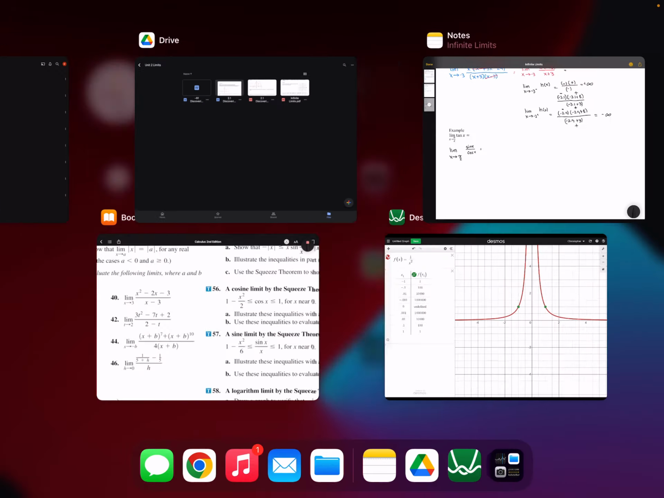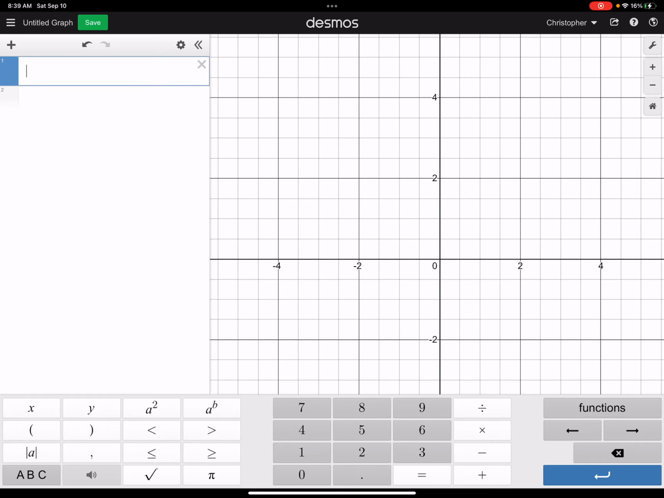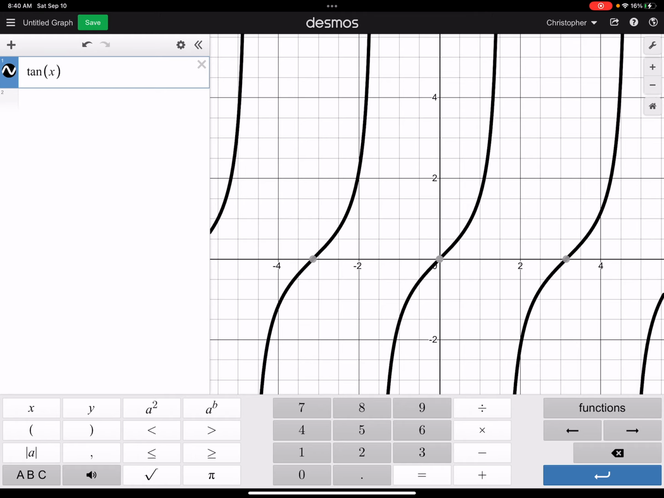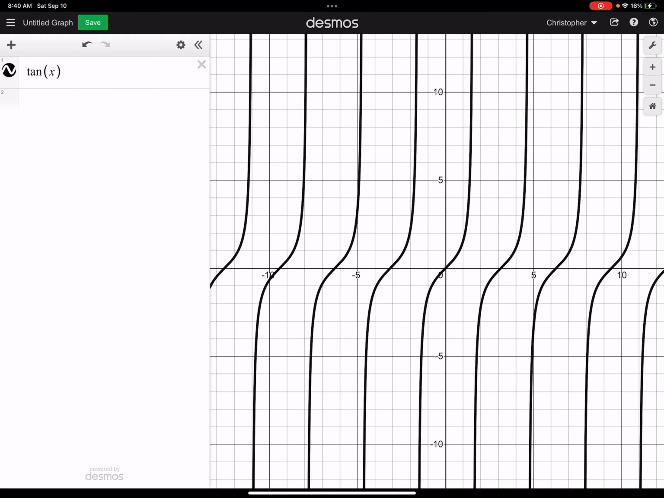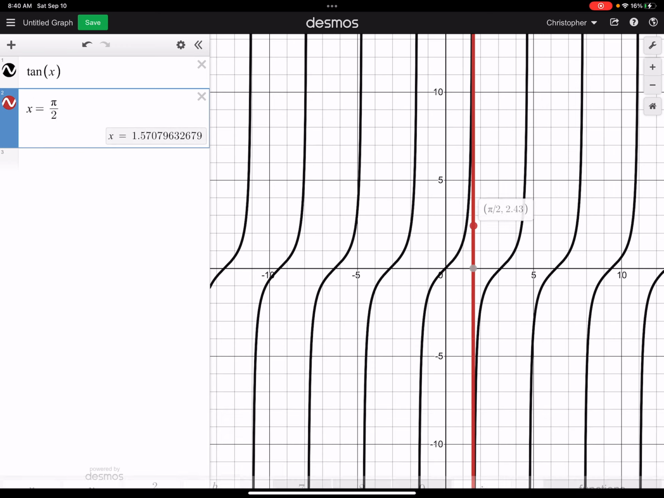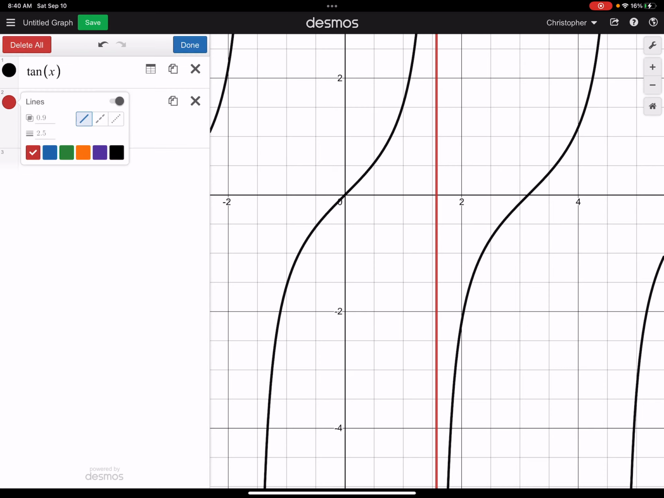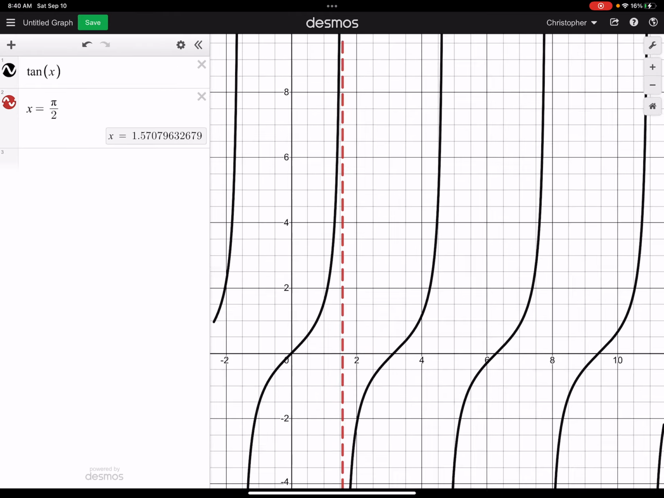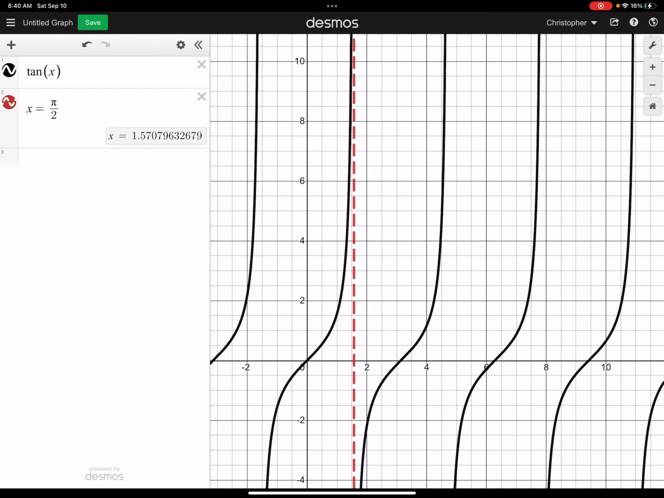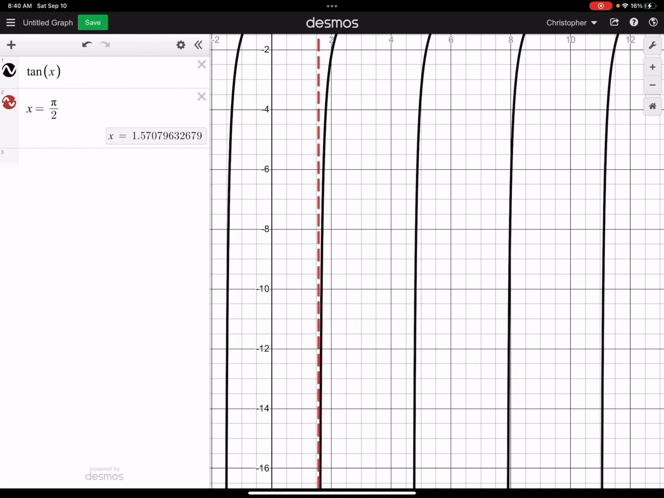So let's actually look at this graph in Desmos, because choosing values slightly less than pi over 2 is a little bit trickier. So we're going to put in our function, tangent x, and we'll do x equals pi divided by 2. So you can see here is where our asymptote is. And if we want it to look like an asymptote, let's make it behave like one. All right, so now we have an asymptote. When we approach pi over 2 from the left, our limit is infinity. But when we approach pi over 2 from the right, our limit is negative infinity.